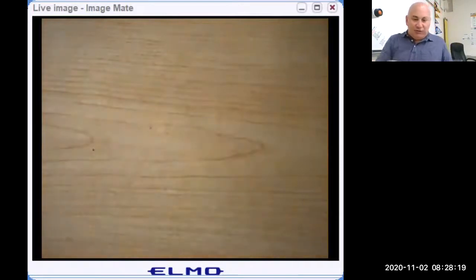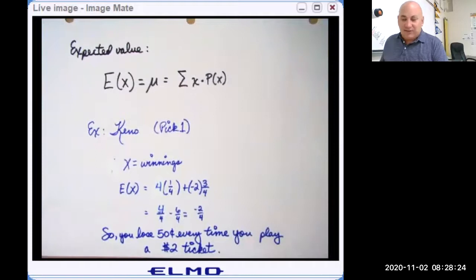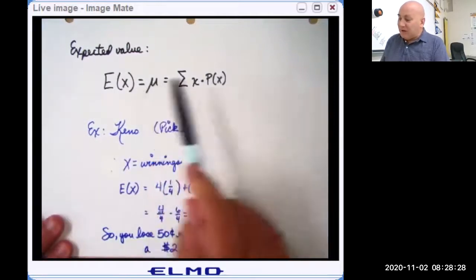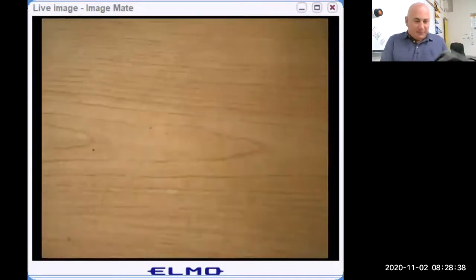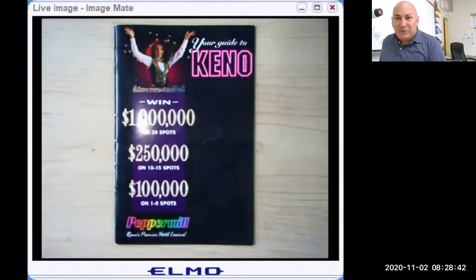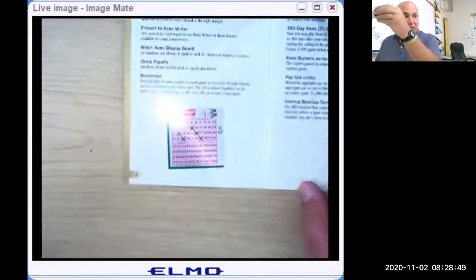So I've already told you that the expected value of a random variable X is the mean, and that's the sum of X times the probability of X. So let's play Keno. It turns out that I have a Keno book from the Pepper Mill in Reno. Now, Keno is a game, if you're not familiar with it, kind of like the lottery. Let's zoom in here as much as I can.